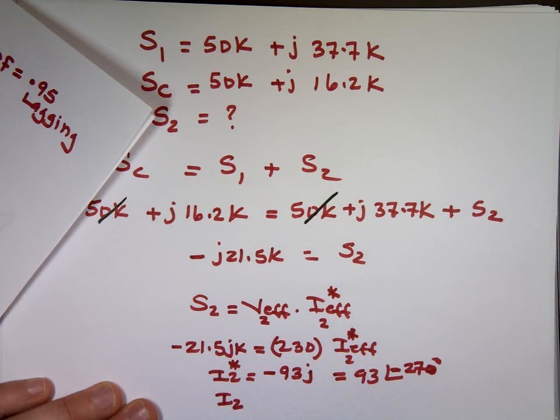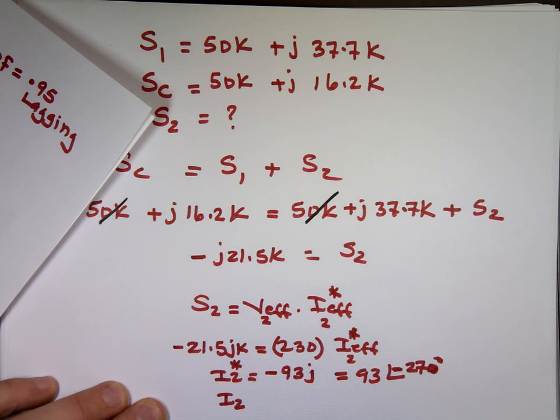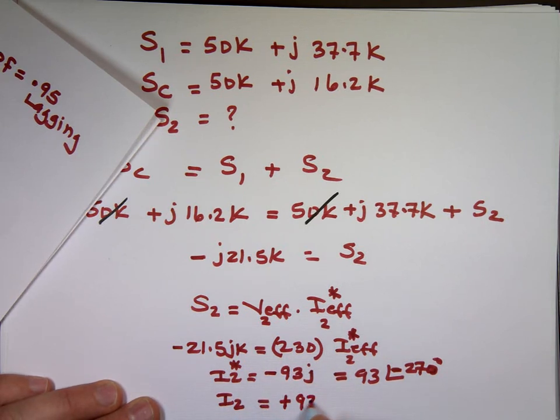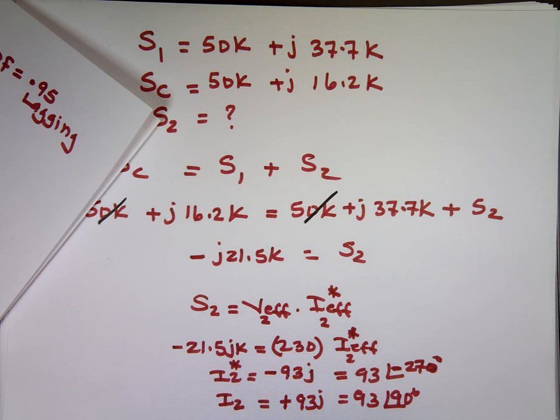The conjugate is actually the plus 93, because you're going to take the conjugate of that number. You switch the minus J to a plus J, which is what? Positive 93 J, which is 93 angle what? 90 degrees. And that's not the conjugate. The other one's the conjugate. Because you don't multiply by the conjugate. You multiply the top and bottom by J. Negative J will make, you know. So now, this is what the current is.